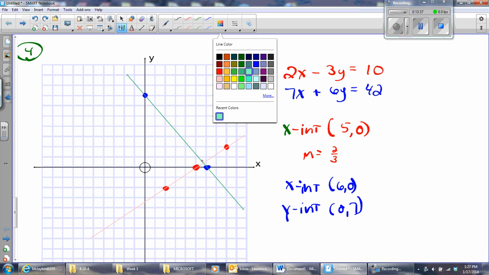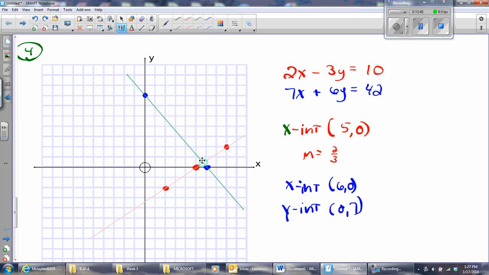So my solution is right here. I'm thinking that the x coordinate is going to be about 5 and 7/10. And then the y-coordinate looks like it might be about 4/10. Okay, and that's the best guess I can do. It looks like it's a little bit under a half. So I'm having to consider where they cross.